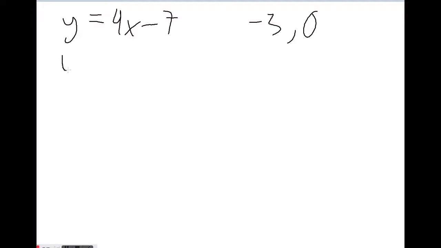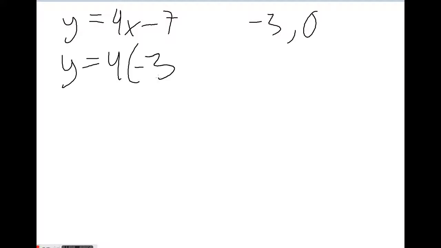Next is to evaluate the functions. We have 2 equations. How fun. The first one is y of x. Oh boy, give me a second. I messed up here. So we have y of x, y equals 4x minus 7. And we have to evaluate with x equal to -3 and 0.